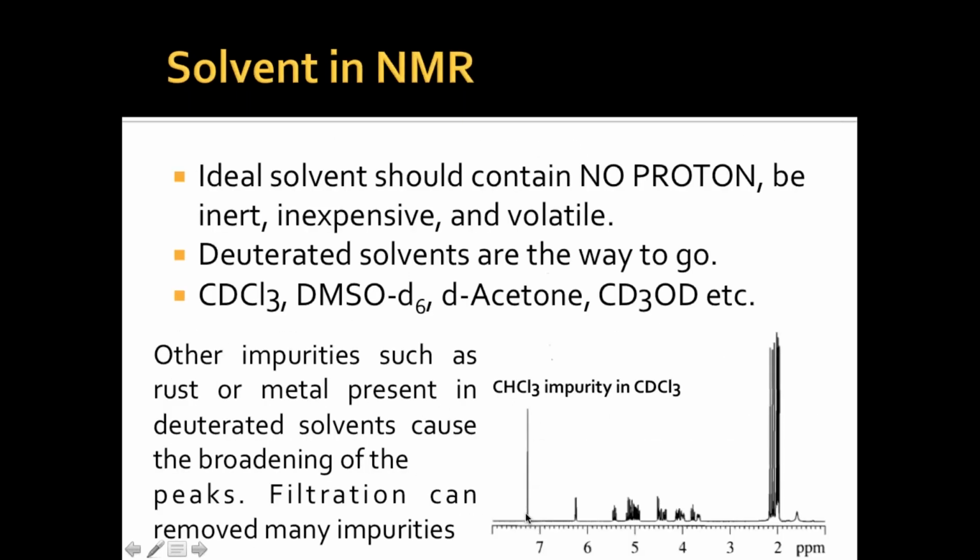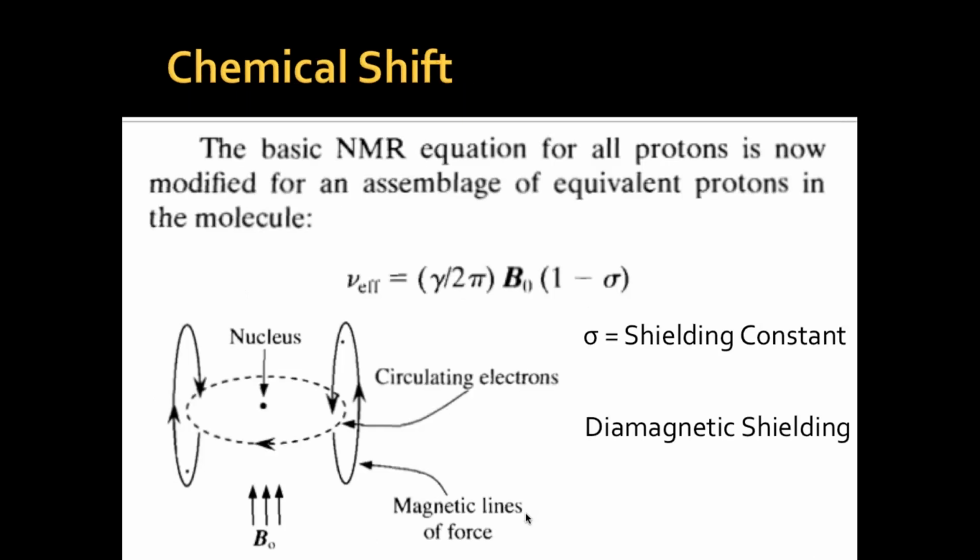Let's move forward. All right. So the basic things are clear: what the instrument is and how we make the sample, and what kind of solvent we can use for the sample. Now we see how we interpret the NMR. Basically, we always see the chemical shift.